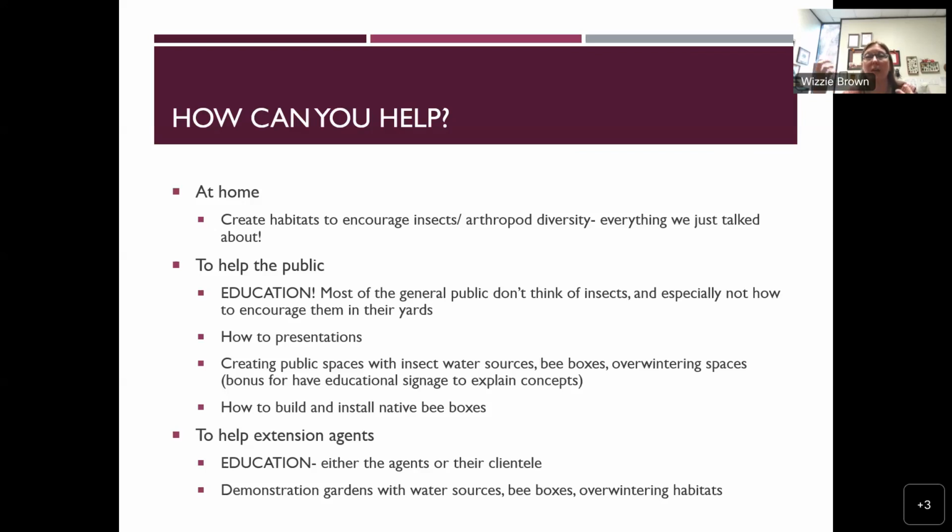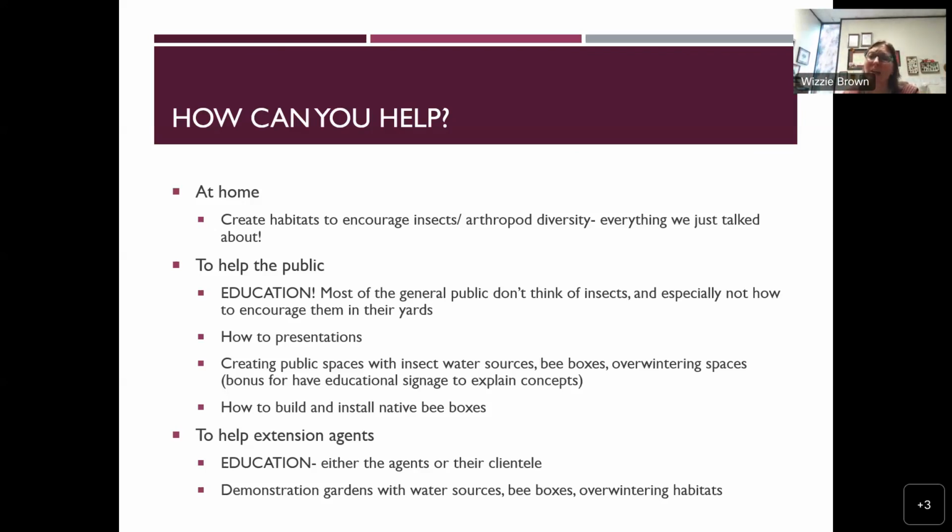Or if you have a day where people come out to tour the garden, explain to them, here's why we have this water source here, and this is why we have it in this particular way, or here's a bee house, or just different things. Why do we have bare soil? This is where we're hoping to attract some native bees. So make sure you're explaining that stuff, the why behind it.